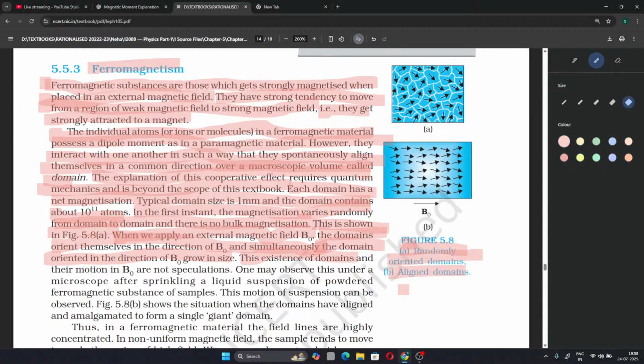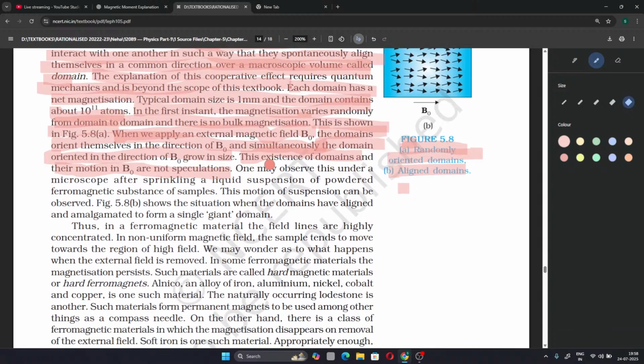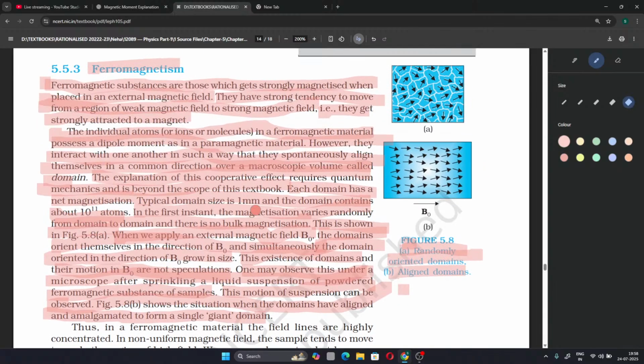This existence of domains and their motion in B naught are not speculation. One may observe this under a microscope after sprinkling a liquid suspension of powdered ferromagnetic substance on the sample. Figure 5.8b shows the situation when the domains have aligned and amalgamated to form a single giant domain. Here individual states, here a single country.